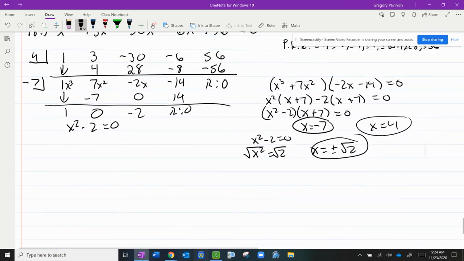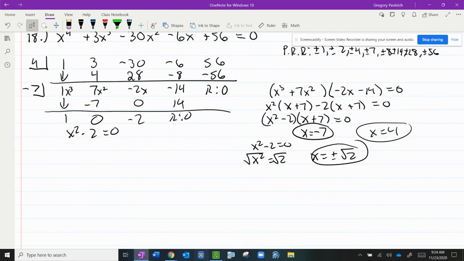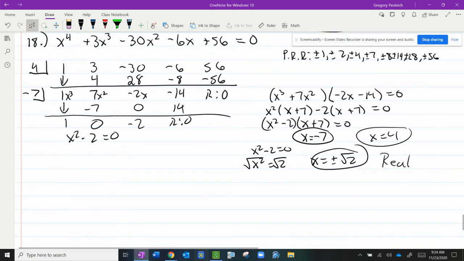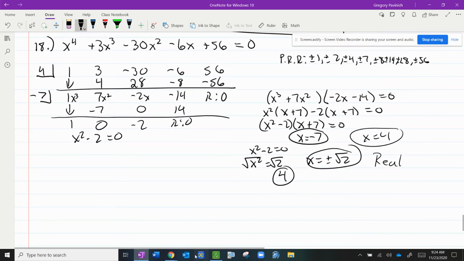Number 9. Wait, not done. So how many real roots? These are my real. How many total roots? Well, there were 4. What's the domain? Well, let's take a look. The domain, of course, is negative infinity to infinity. What is the range? I'd have to put that in my calculator. I'm just not going to do that.